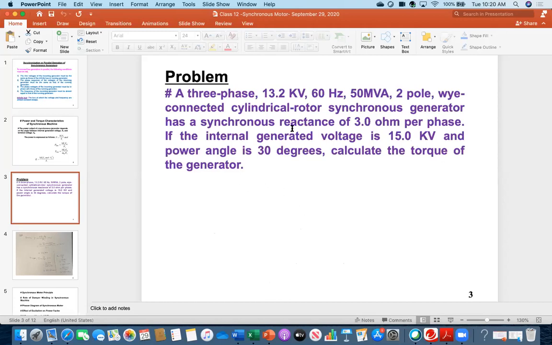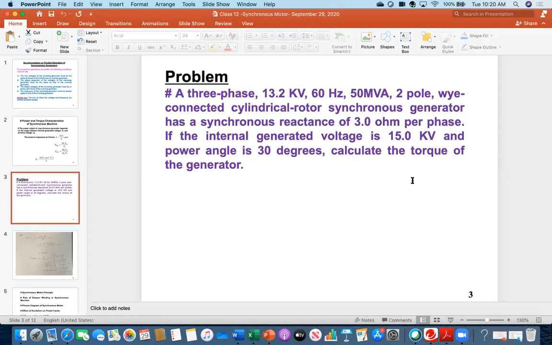Now everybody, please read this problem first. A three-phase 13.2 kV, 60 Hz, 50 MVA, two-pole, Y-connected cylindrical rotor synchronous generator has a synchronous reactance of 3.0 ohm per phase. If the internal generated voltage is 15.0 kV and the power angle is 30 degrees, then calculate the torque of the generator.